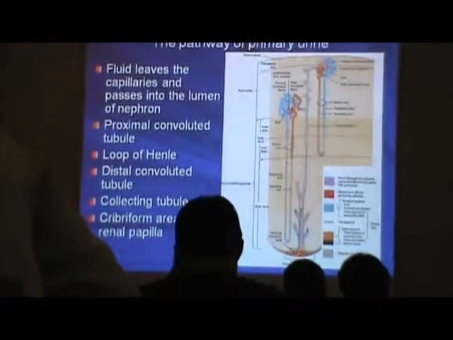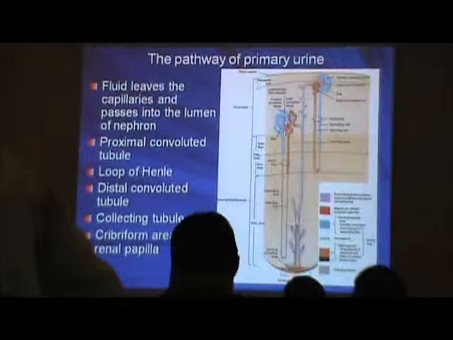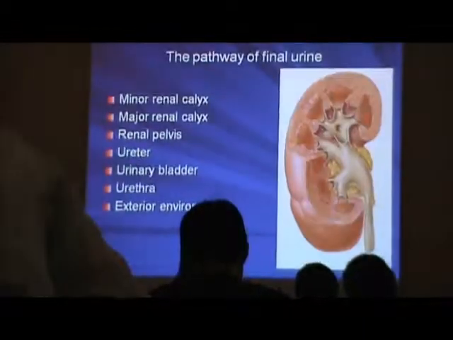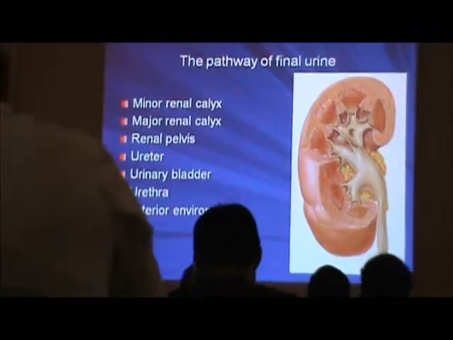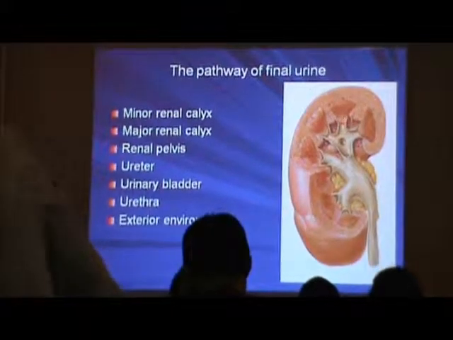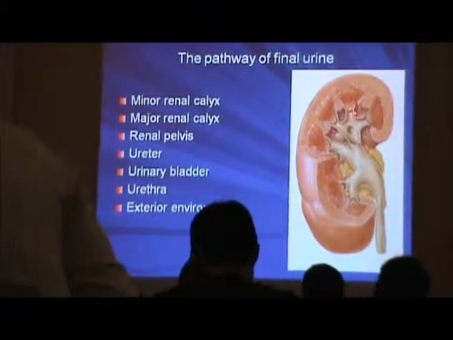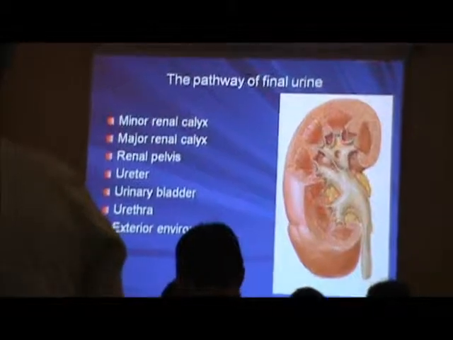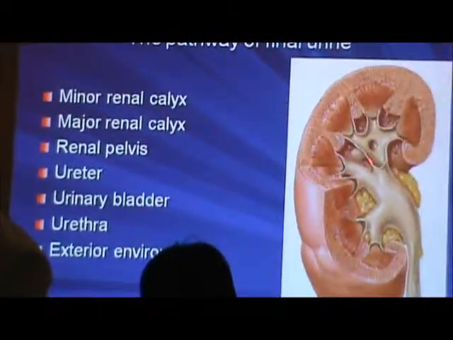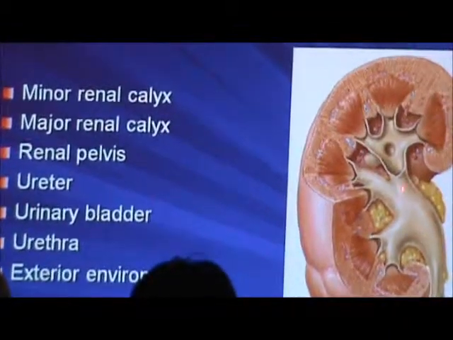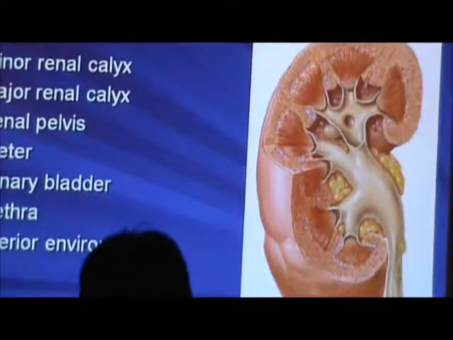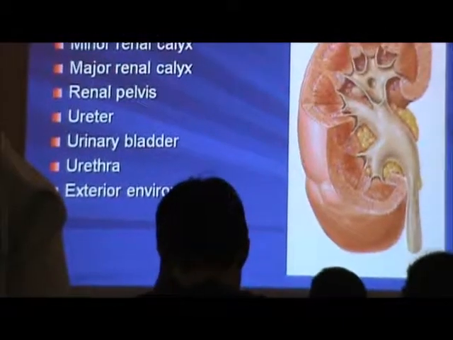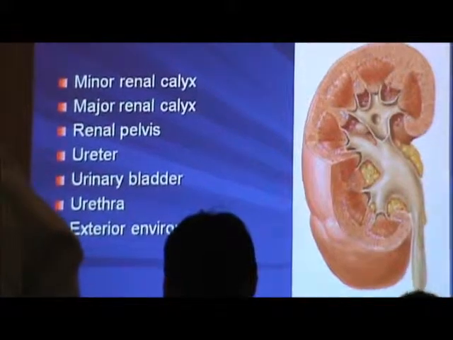Here runs the final urine. The final urine goes from the renal papilla, firstly to a minor renal calyx, next to a major renal calyx, renal pelvis, ureter, urinary bladder, urethra, and the exterior environment.